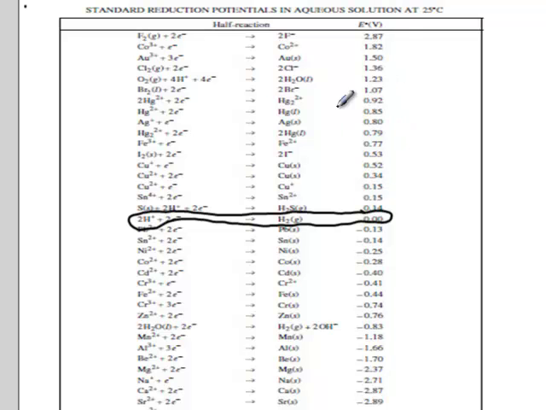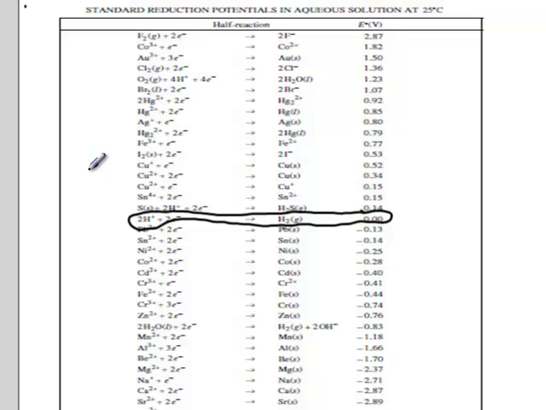But all of these positives, these are all better at being reduced than hydrogen. All these down here with the negative E° reductions are all better at being oxidized than the hydrogen electrode. So if we want to know how much electricity, how much voltage is going through that cell, we have to look at this table of potentials.